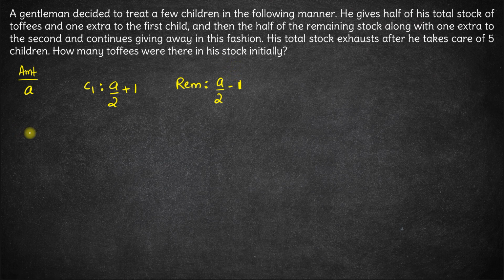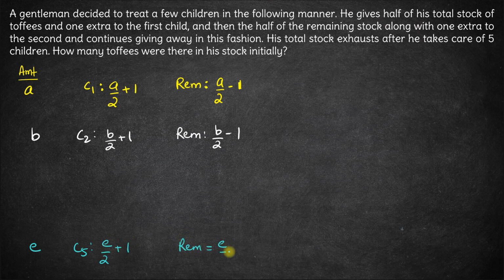Same will happen with the second child. Let's say before the second child he has B chocolates, so he'll give B by 2 plus 1 to the second child, and then he will have remaining B by 2 minus 1. And this will happen so on till the 5th child. Let's say before the 5th child he had E chocolates, so to the 5th child he will give 1 more than half of the chocolates. So the number of chocolates remaining with him will be E by 2 minus 1.